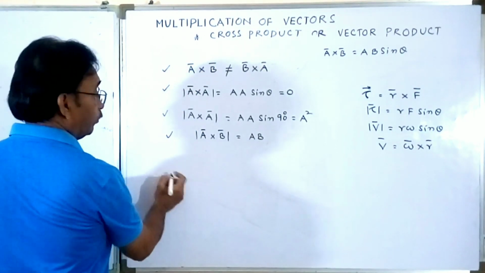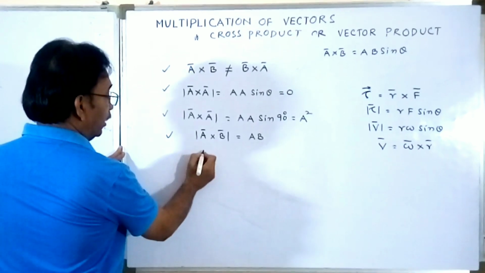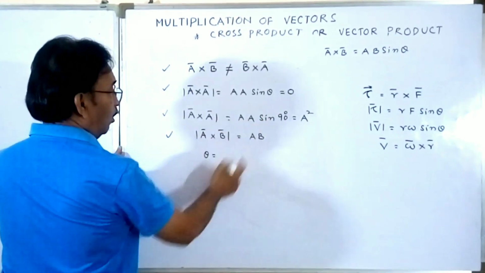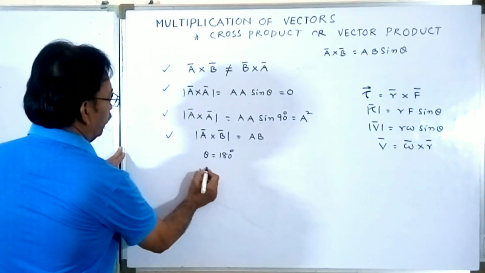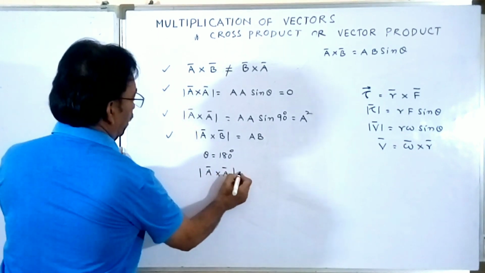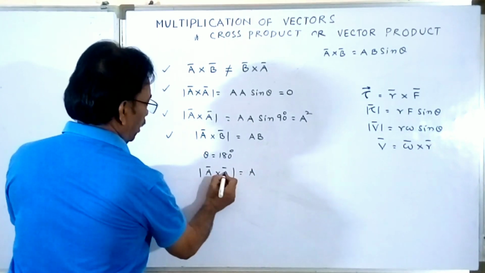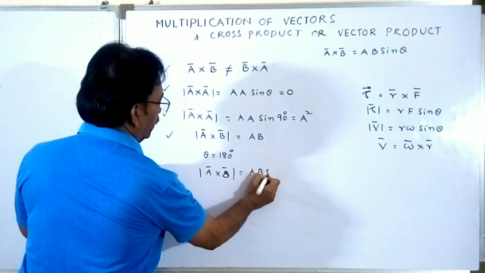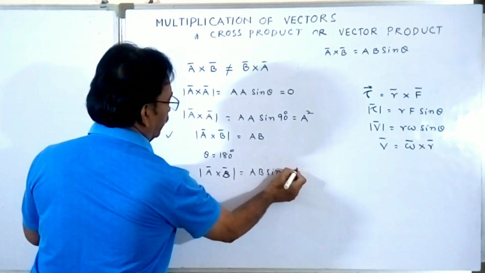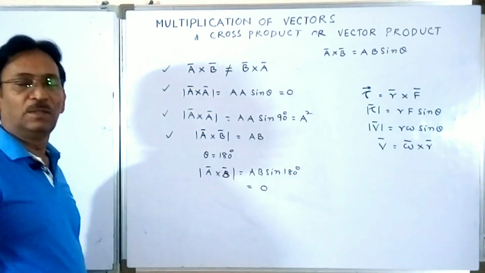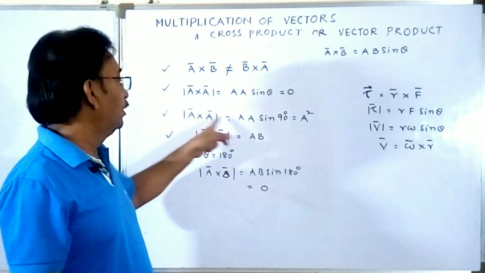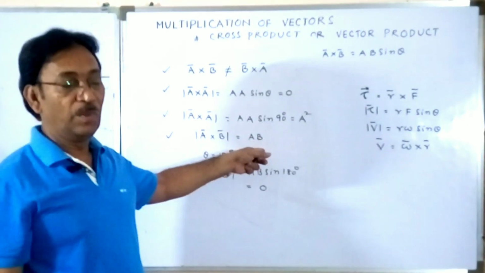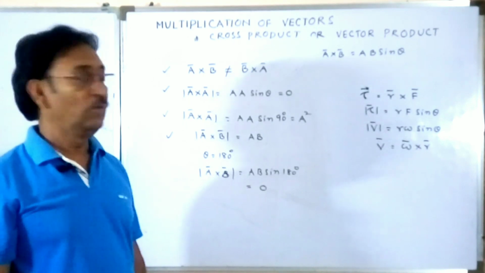And one more thing, if theta, the angle between the vectors, is equal to 0, we already got the result. If it is equal to 180, then what do we get? The magnitude of the two vectors, A bar cross B bar, is equal to AB sine 180, again 0. That means whether two vectors are parallel or anti-parallel, the cross product of the two vectors is 0. When they are perpendicular, the cross product is maximum. These are a few properties of vectors.